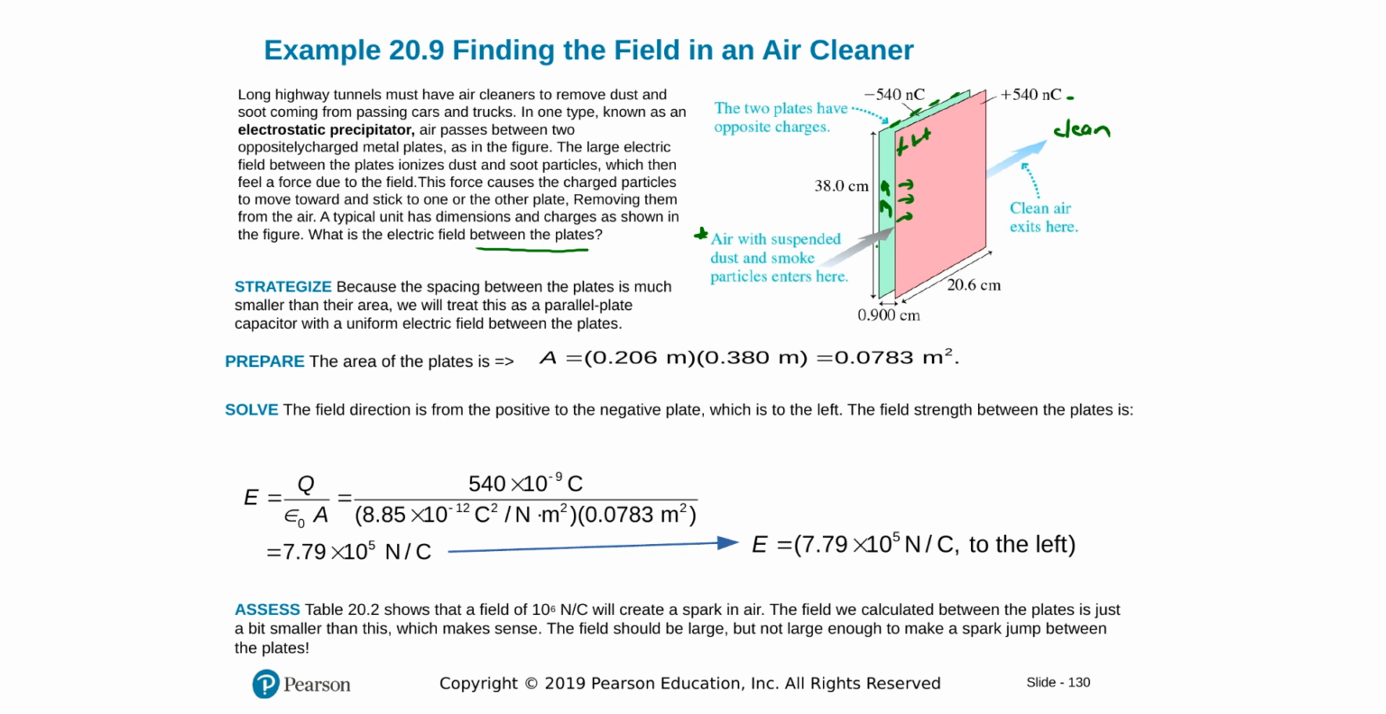Charges are given. This would be our Q here, 540 nanocoulomb. That would be 540 times 10 to minus 9 coulomb. And the length of the sides at 20.6 centimeter. I'm going to convert this to meters. 0.206 meters, and the other side is 38 centimeters, so that would be 0.38 meters. Divide by 100. The distance in between is given, but it's not relevant here.